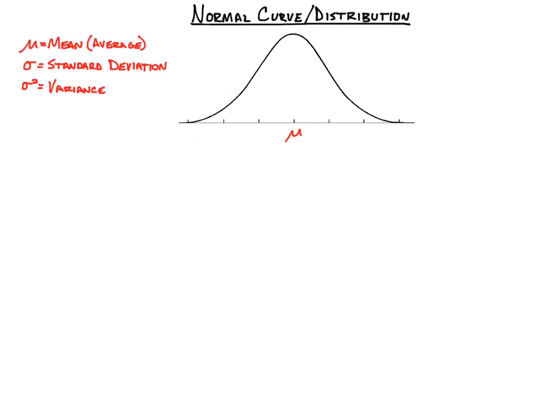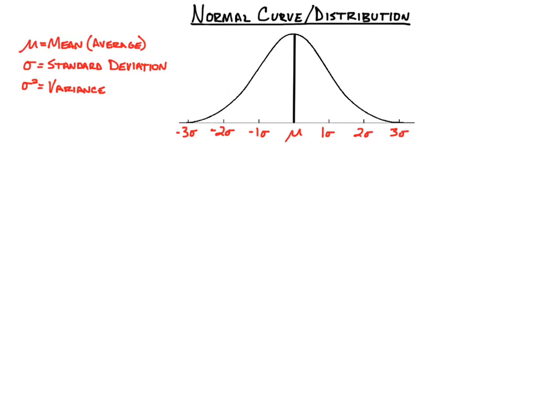Then each of these other tick marks represent standard deviations on either side of the mean. So on the right side we've got positive standard deviations, on the left side of the mean we've got negative standard deviations. And this just represents how the data is distributed based on standardized units or standardized values as we go to the right and to the left.